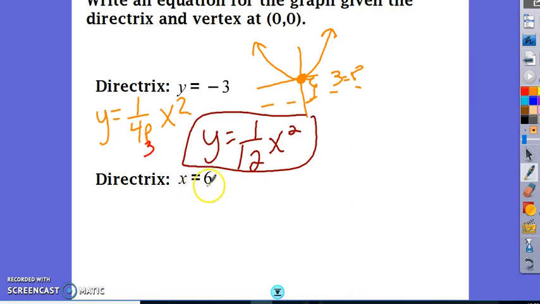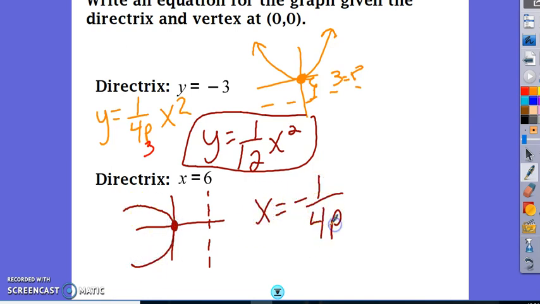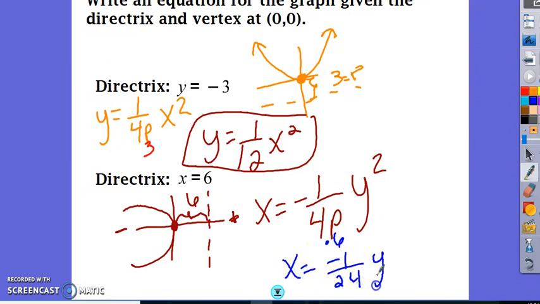And the directrix then of x equals 6, the directrix is that vertical line. It would be centered at 0 still, so it's going to be opening to the left, which means it's going to be a -1/4p since it opens to the left. If it opened to the right, it would be +1/4p y squared. P is the distance from the center to the directrix, which from 0 to 6 is 6. So if we plug in 6 for p here, we get x equals -1/24 y squared.